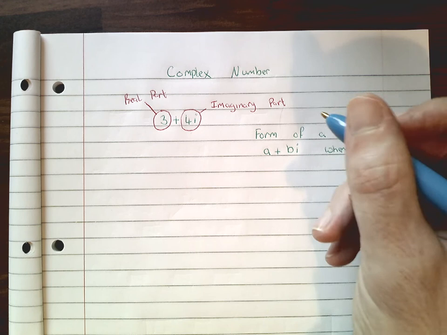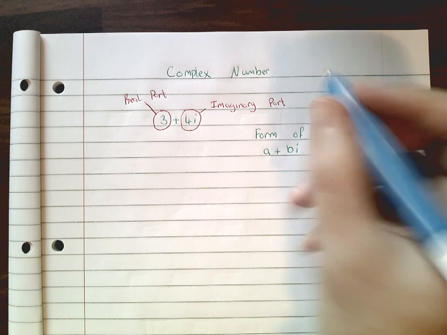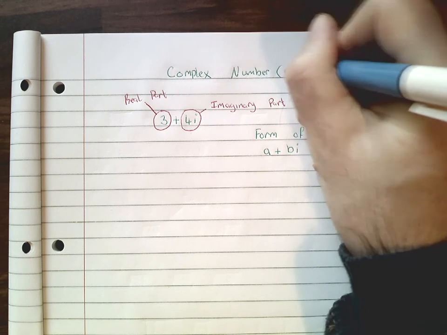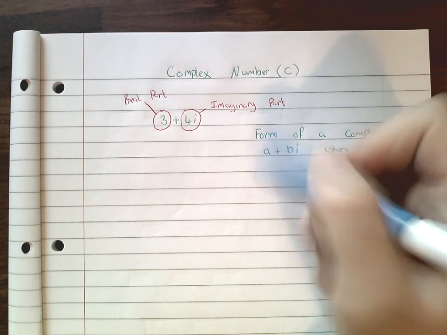And in maths, they like to use letters to represent complex numbers. Complex numbers are represented by a capital C. This is the letter that they use to represent complex numbers.